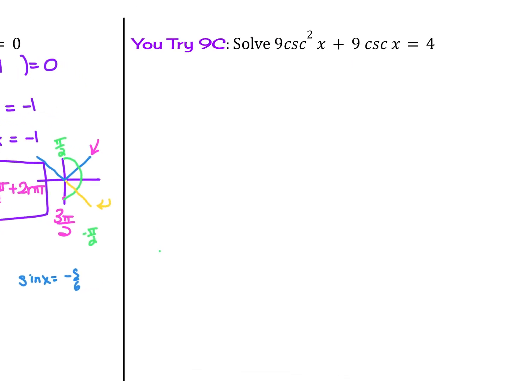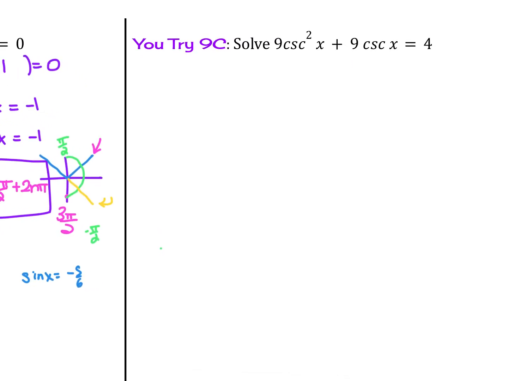So you go ahead and try this example. Solve 9 cosecant squared of x plus 9 cosecant of x equals 4.